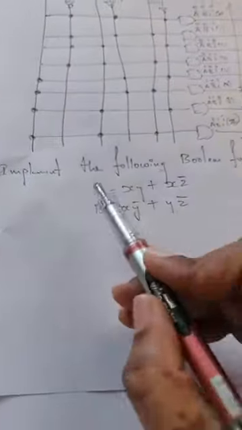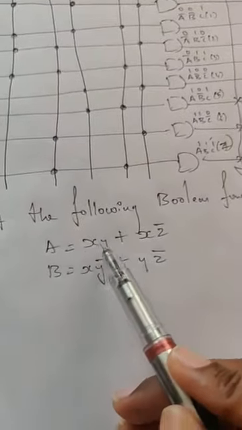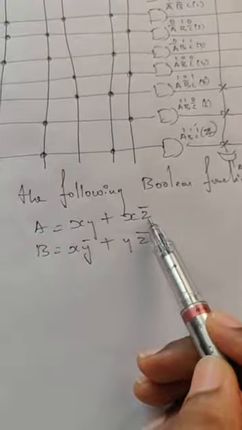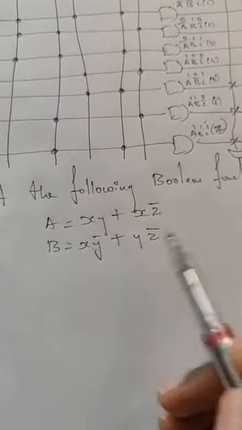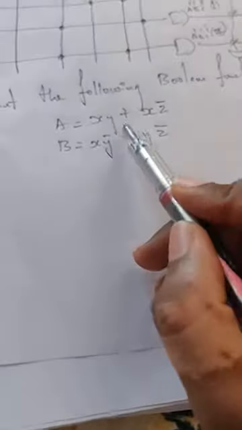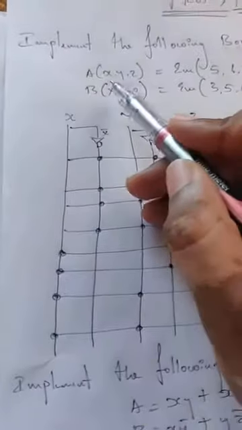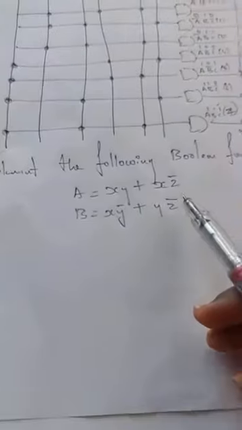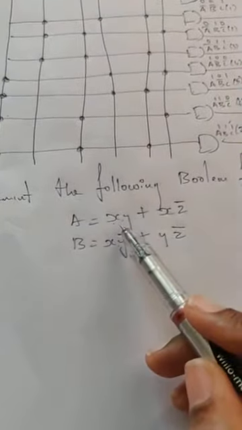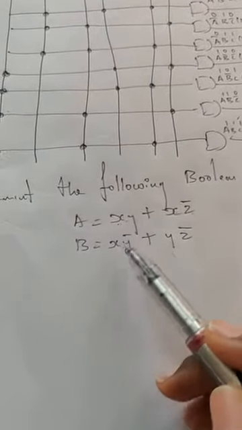They have given an expression: implement the following Boolean function using PAL. A is equal to xy plus xz bar, B is equal to xy bar plus yz bar. Similarly, we have three variables. So look at these expressions. There they had given xyz clearly, but here they have not. Which are the variables we have? We have x here, y here, z here. So write x, y, z, just like this.